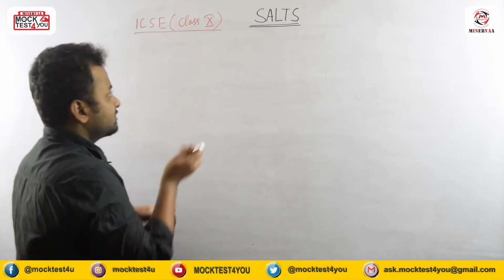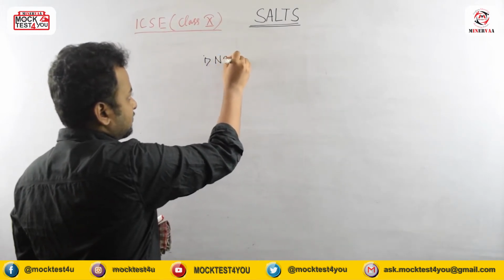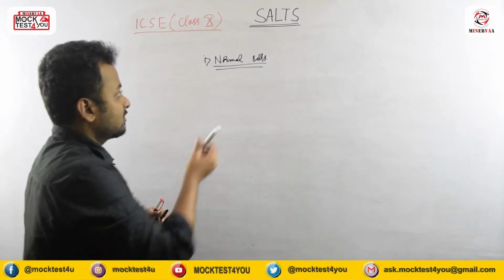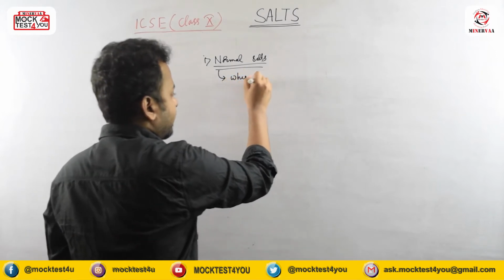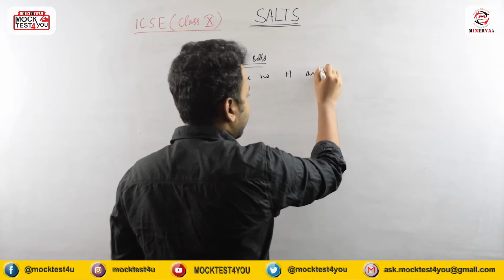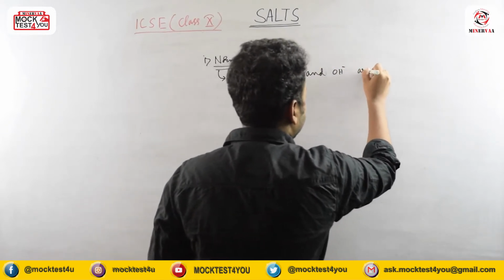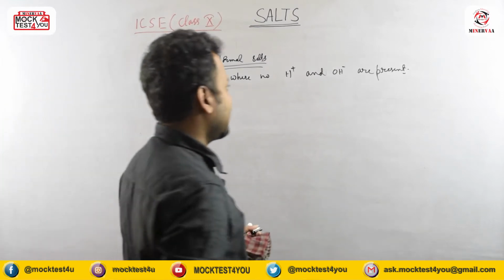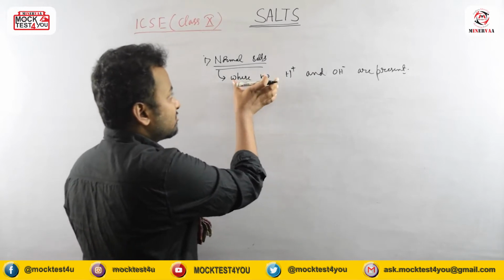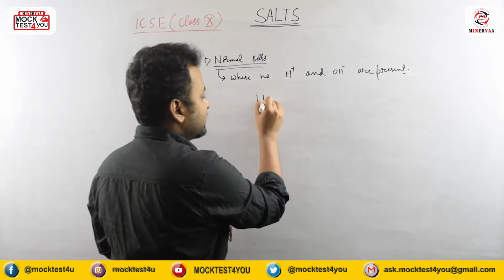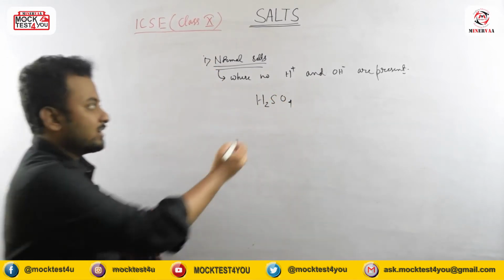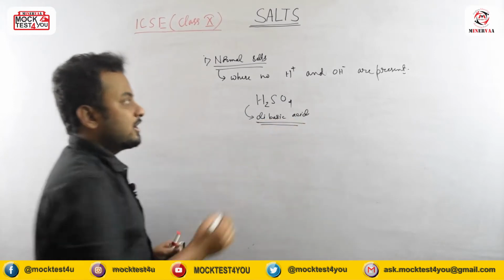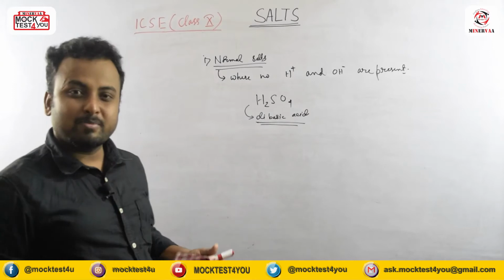So the first type of salt is normal salts. What are normal salts? Normal salts are the salts where no H plus and OH minus are present. We can also say that these normal salts are formed by acids, for example H2SO4. What kind of acid is this? Dibasic acid. Dibasic acid means it has two H plus ions which can be replaced, right?